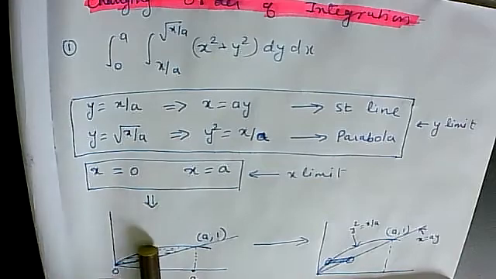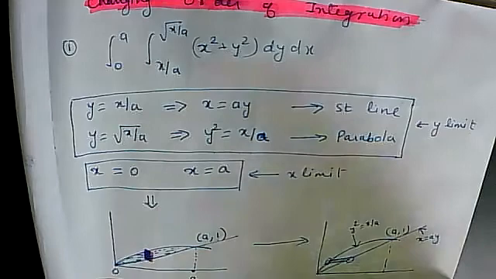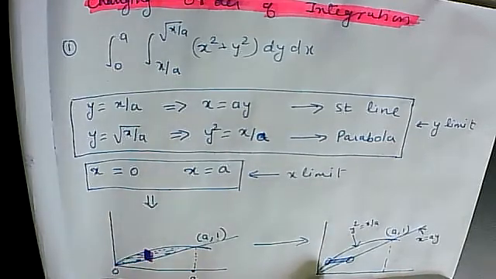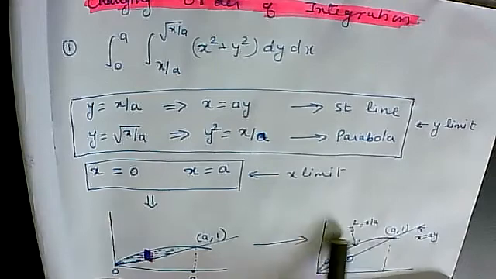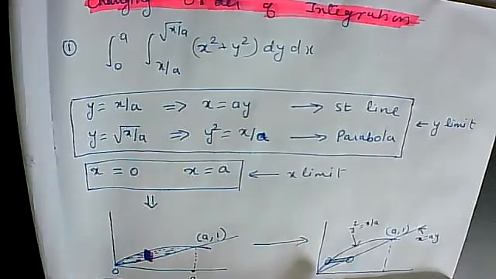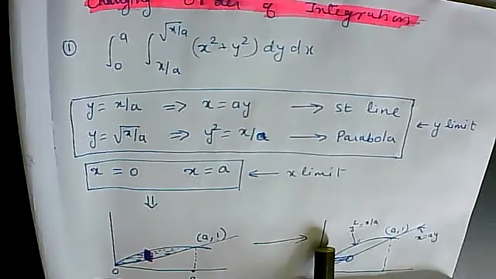Now they have given us a vertical strip. Changing the order means I will make it horizontal like this. Now when you make it horizontal, it is walking on the y-axis. So now y is moving from 0 to this point. This point is what? 1. So the limit of y will be from 0 to 1.